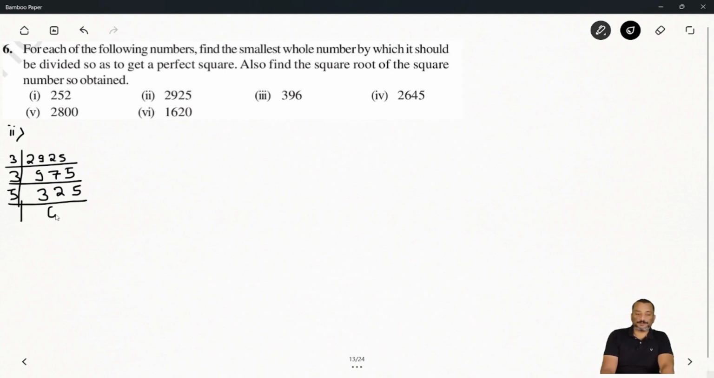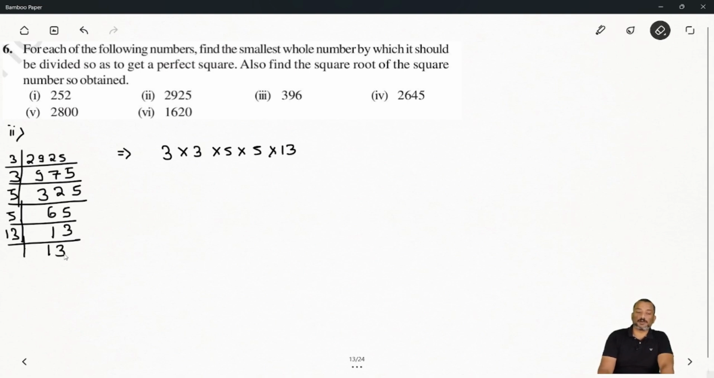Now try with 5 again, and you will get 13. Then 13 divided by 13 gives 1. So the factors are 3 times 3, then 5 times 5, then 13. These are the factors you will get.